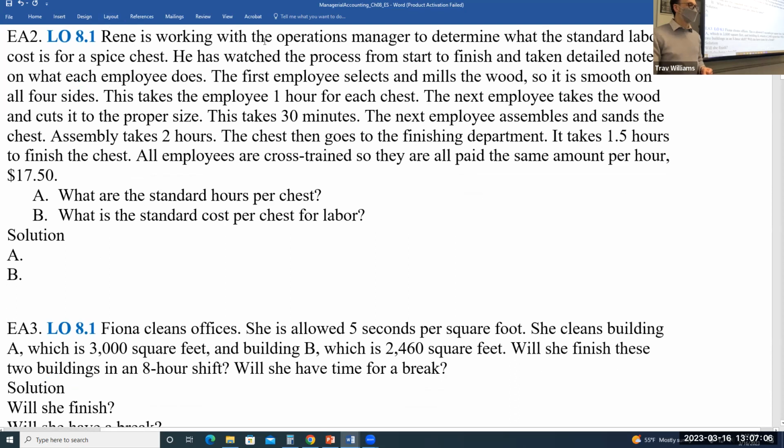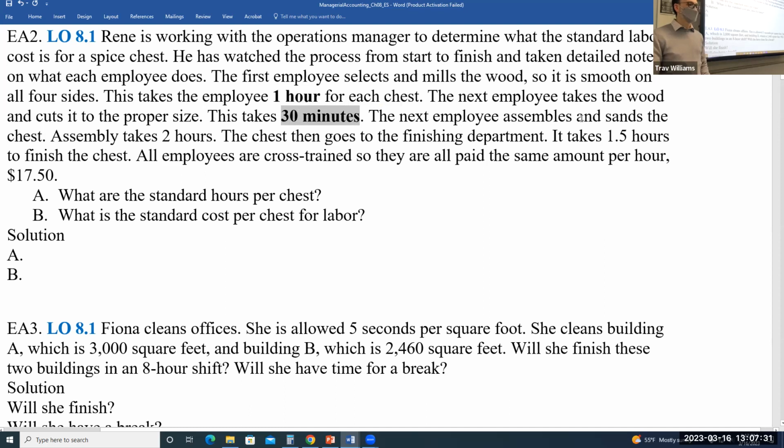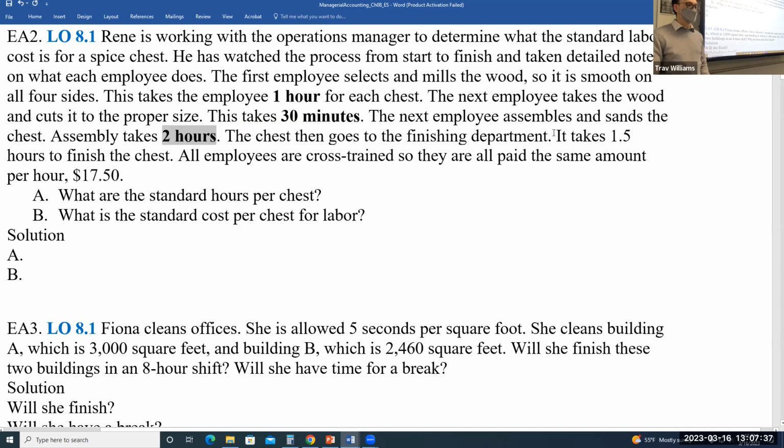It says, Renee is the operations manager, and the company makes spice chests out of wood. They tell us that the first employee has to select and mill the wood, and this takes 1 hour. Okay. The next employee has to cut the wood. That takes 30 minutes. The next employee assembles and sands the chests. That takes 2 hours. And then it goes to the finishing department. It takes 1.5 hours for them to finish it. So they have to put on some kind of a stain or lacquer.